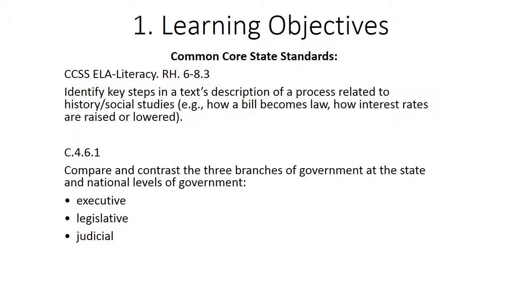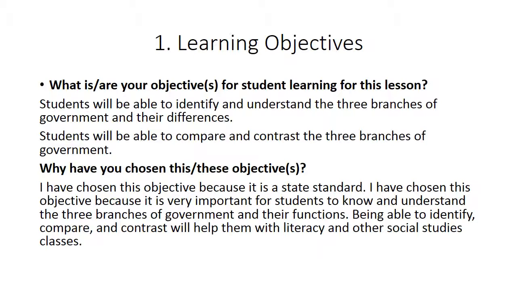The next thing you see is my state standard from the old way, and it's C4.6.1. And it says, compare and contrast the three branches of government at the state and national levels of government: executive, legislative, and judicial.